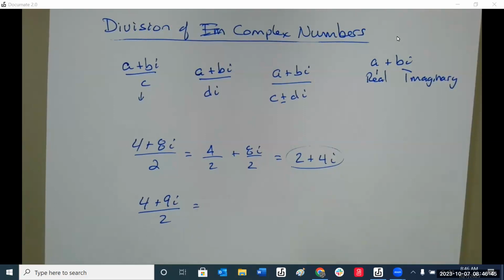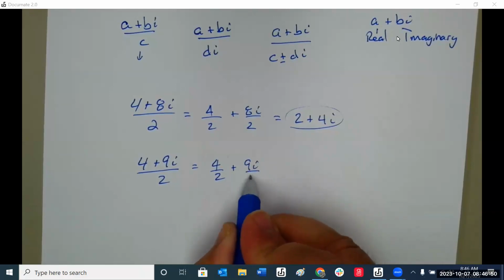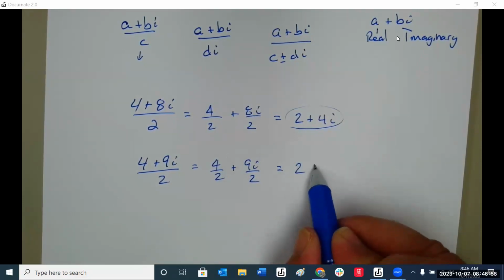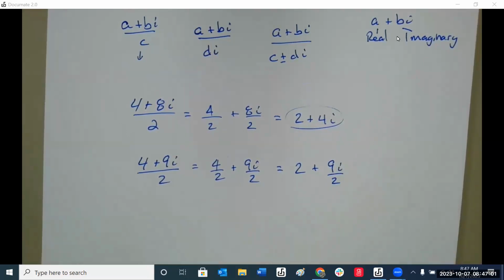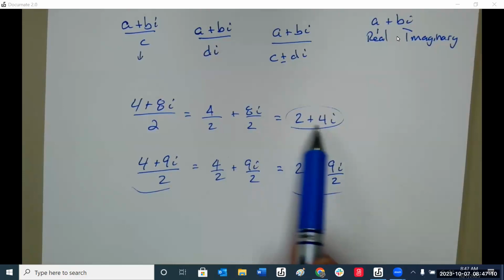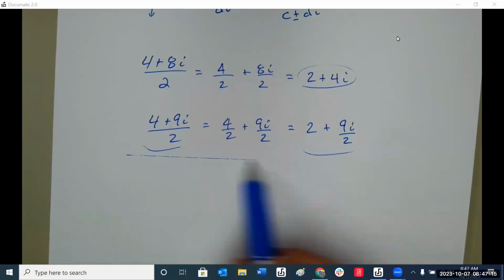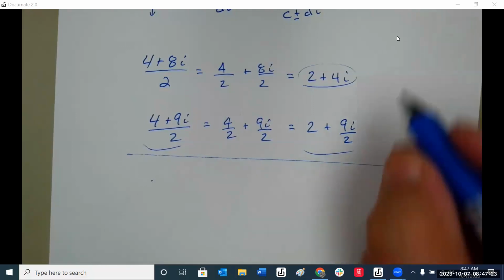What if you had this kind of question? So we have 2 plus 9/2 i. You could leave it in either one of these 2 ways. Typically, if it's not going to be evenly distributed and cancel like this, just leave it like that. It makes it much easier to look at. Actually, we have a couple more.